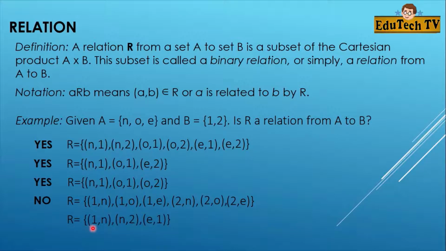Next, how about this? We have again 1N. So 1N is not a relation from A to B, but rather it is a relation from B to A. Though N2 and E1 is a subset of a relation from A to B, still there's an ordered pair here which is not a subset of A times B. So it is not a relation from A to B.